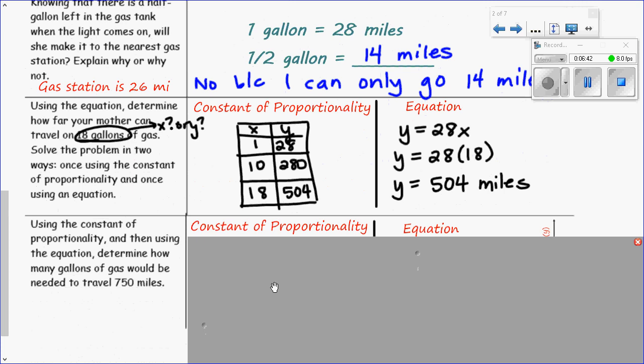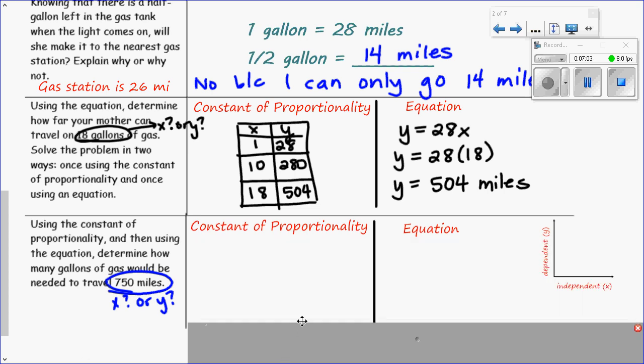Okay, now for this one, using the constant of proportionality and then using the equation, determine how many gallons of gas would be needed to travel 750 miles. So be careful. This one, is this x or y, and how do you know? It is the y. Very good. It's the y because the y is the miles. So let's go ahead and make a little mini table again for that constant of proportionality. Okay, so we already know from up above that if x is 1, y is 28. If x is 10, y is 280. Now for this one, we're going to put 750 in for the y. So how can you figure out what the x would be?